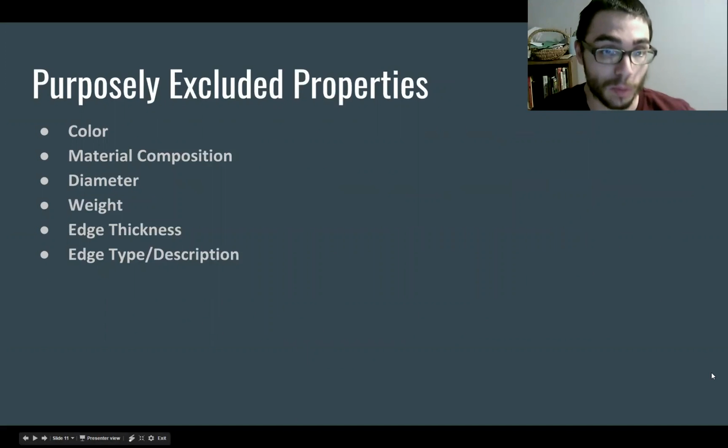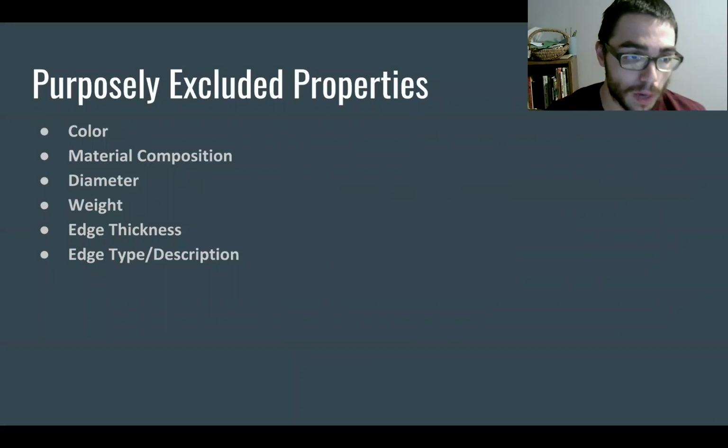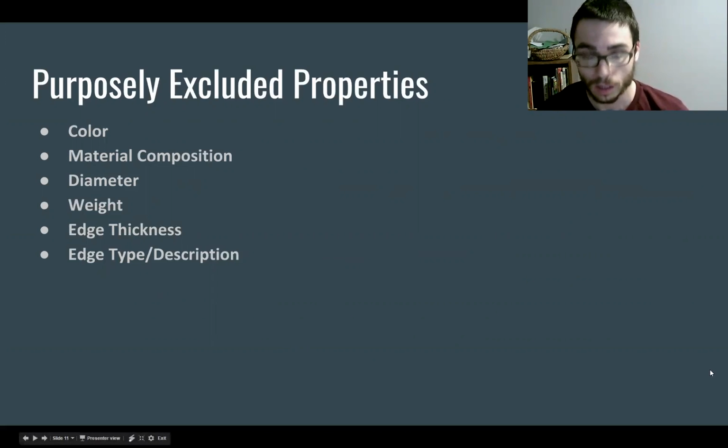You can see that we purposely excluded some properties. These are mostly physical properties that we determined weren't important to support the interactions which we intended. You can see them listed here.